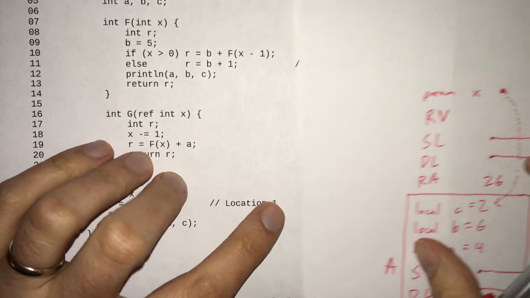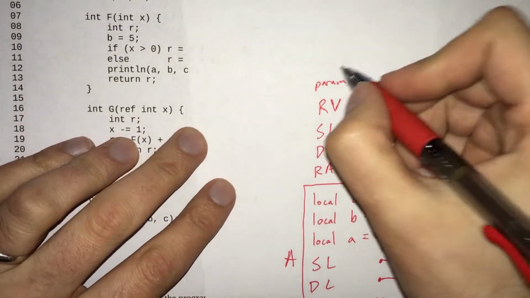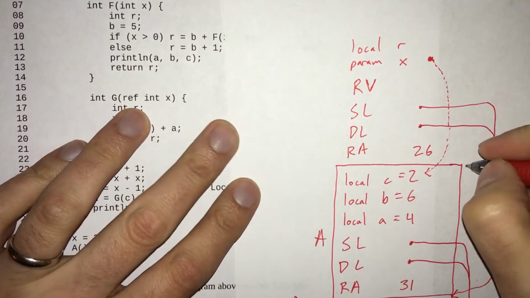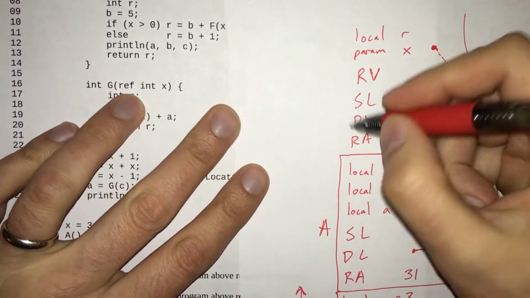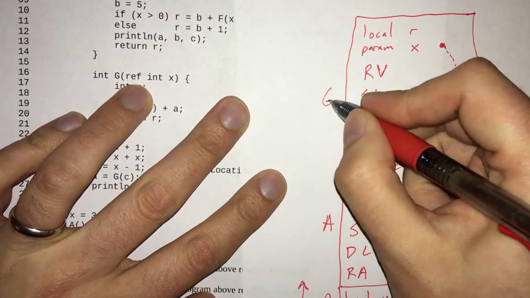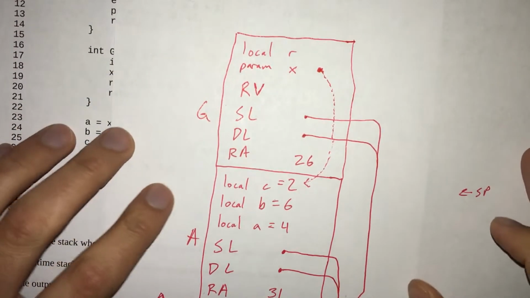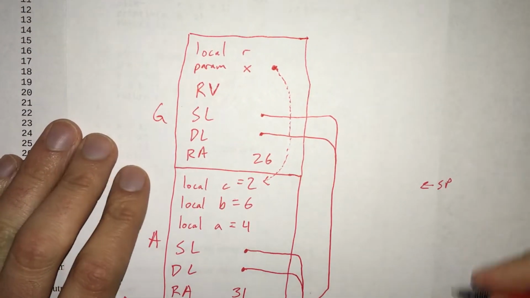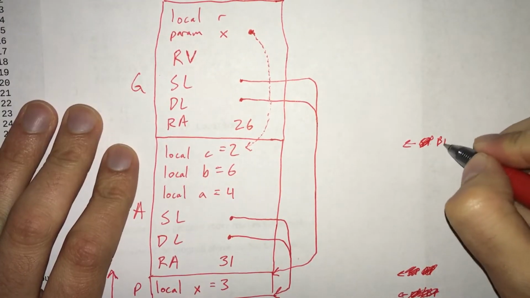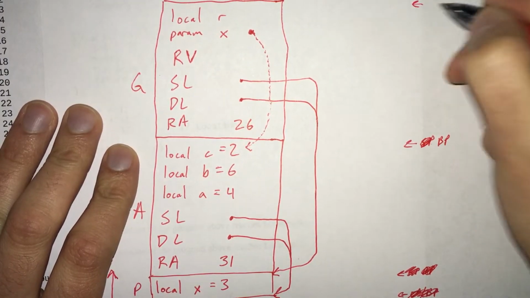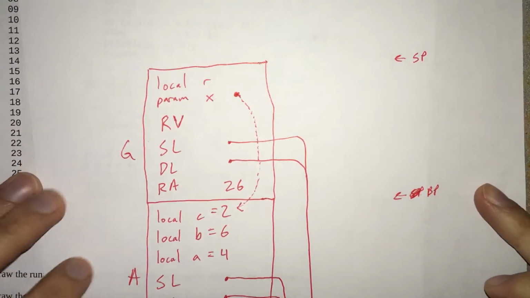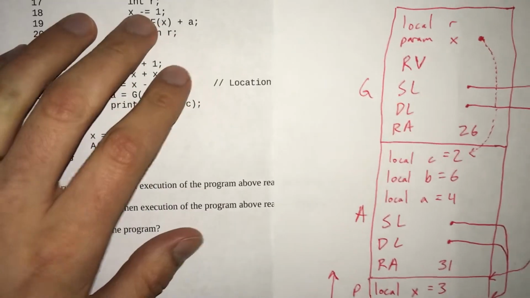Okay, and then we also have one local variable. So we have local R, and we haven't set that yet. So this is G's activation record, and we'll go over here and move everything around. So this is now our base pointer or our environment pointer, and this is the stack pointer up there at the top. Okay, cool. So now we're in G.